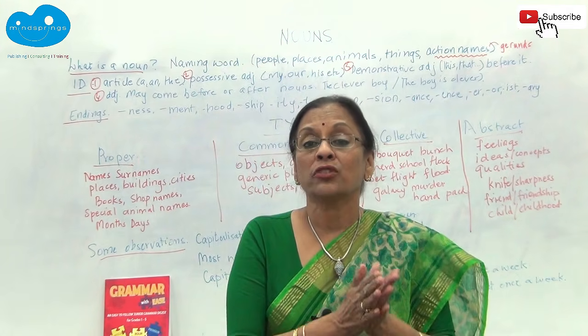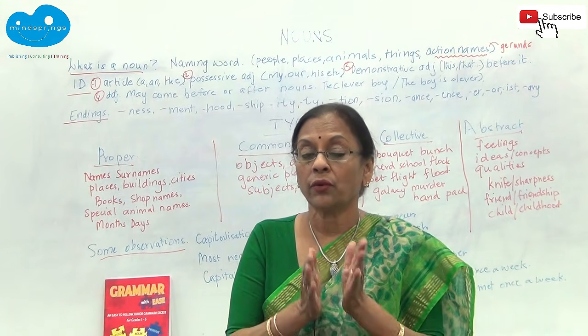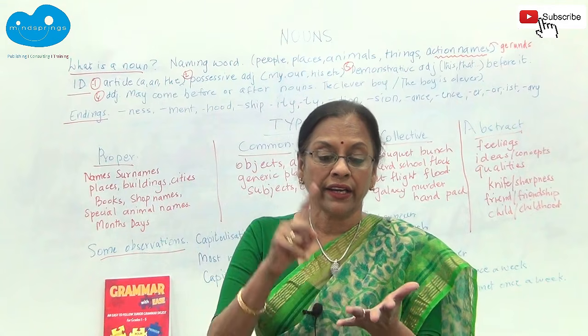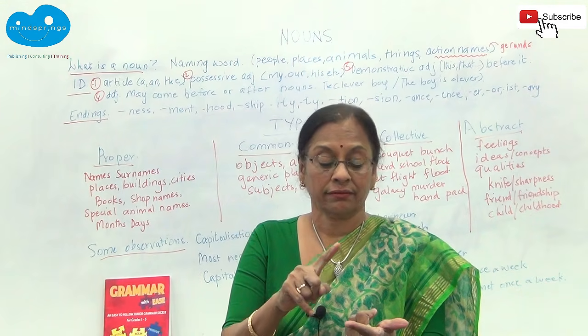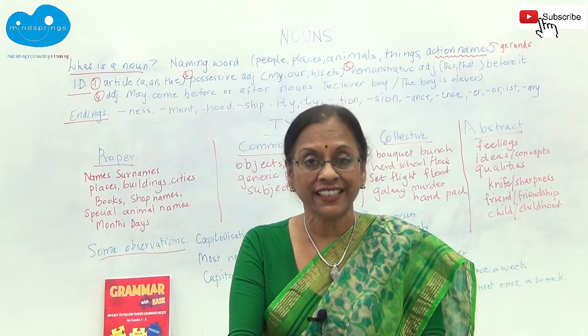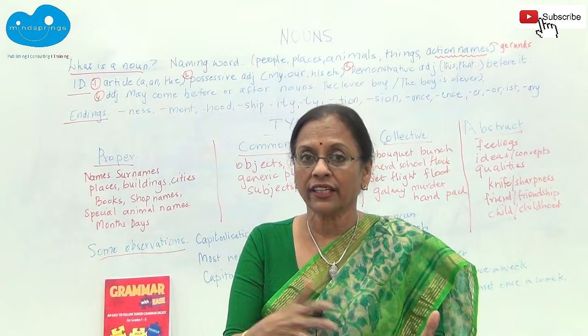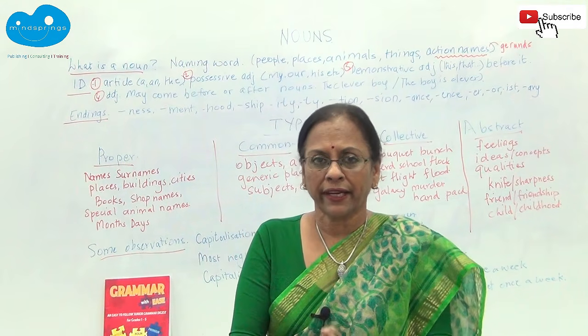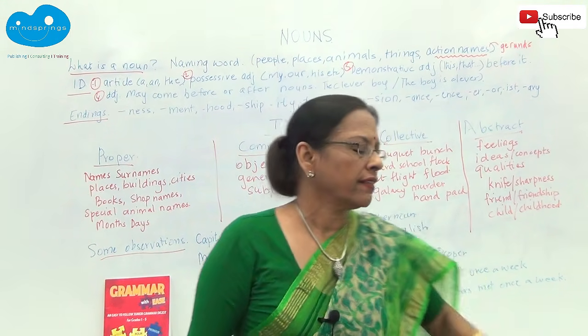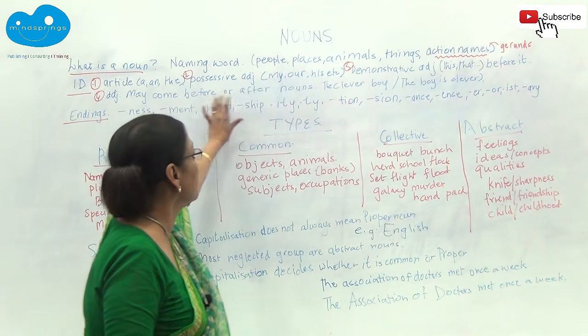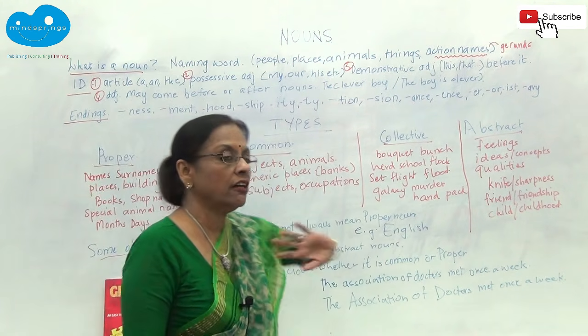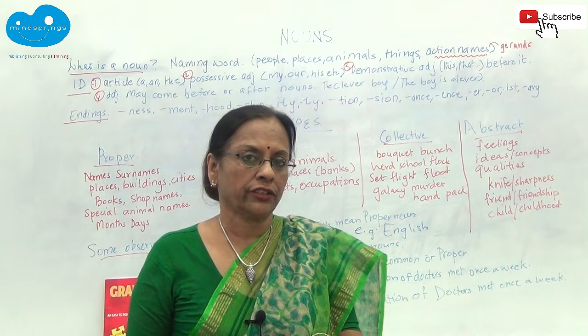Just put the possessive adjective. And what are they? My, your, our, his, her, its. Isn't it? These are your and their bag, its bag. So that's your possessive adjective. The third one is to use a demonstrative adjective.